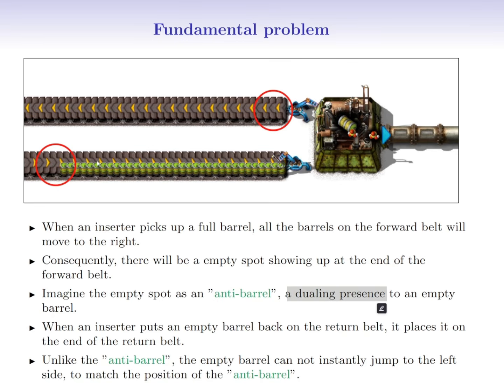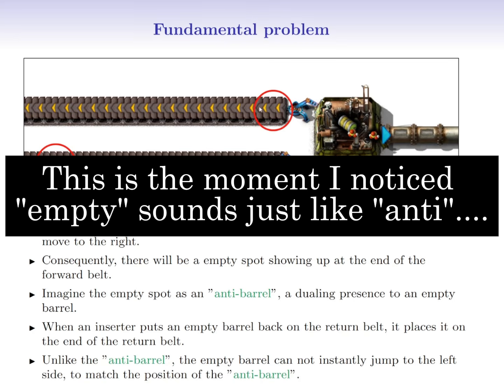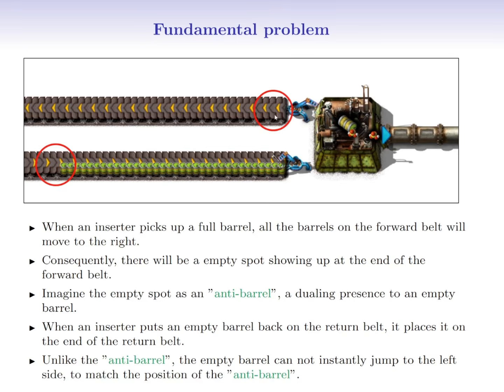And this anti-barrel should have been fixed by an additional barrel coming from the barreling station, but that barreling station might be waiting for this empty barrel. The empty barrel is put on the right-hand side of this return belt and takes a long time to return to the barreling station. So there's the discrepancy. The empty spot shows up on the left, but the empty barrel shows up on the right. They are supposed to be dual to each other. They're supposed to be counterparts of each other.